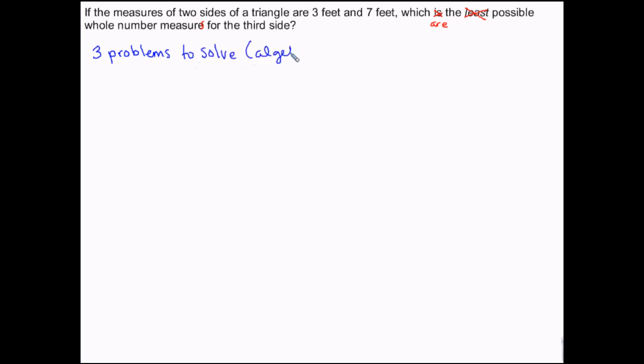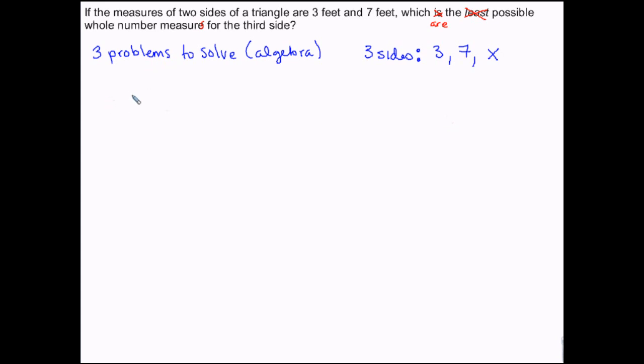If we're using algebra, and then I'll show you another method after that. So we have 3 sides, and we know one of them is 3 and one of them is 7, and we don't know what the third side is. So I'm going to call that x.